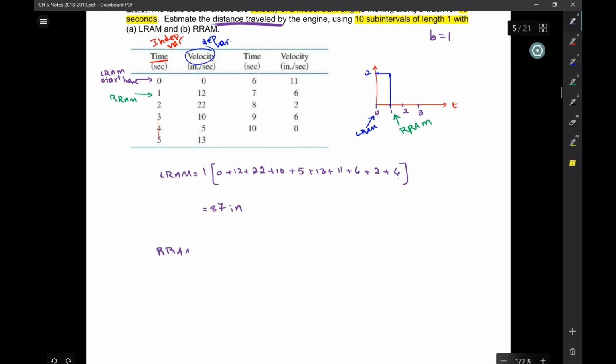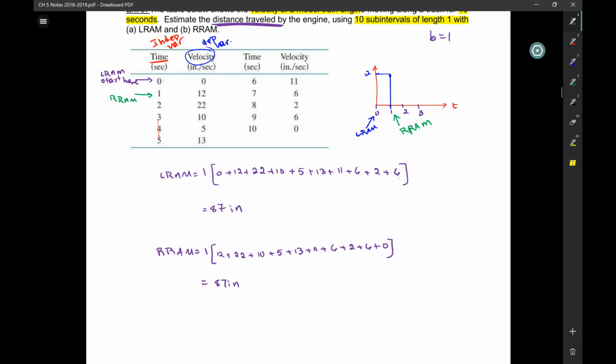RRAM. Base is still 1. This time I'm going to take the other values. So it's going to be 12 and 22 and 10 and 5 and 13, 11, 6, 2, 6, oh, plus 0. It is the same. 87 inches. Yeah, because we lost a 0, but we gained a 0. So it's the same. All right, so it started from rest, and then it just slows down to rest here, okay?